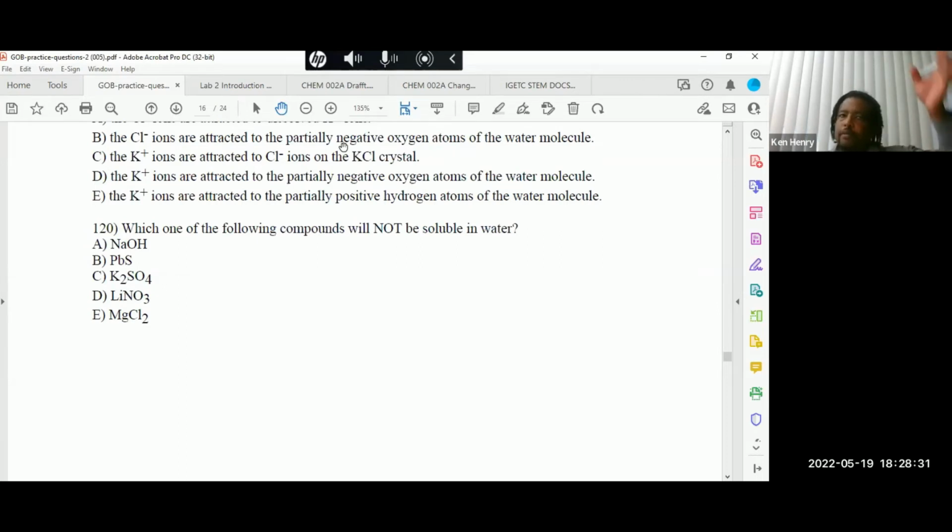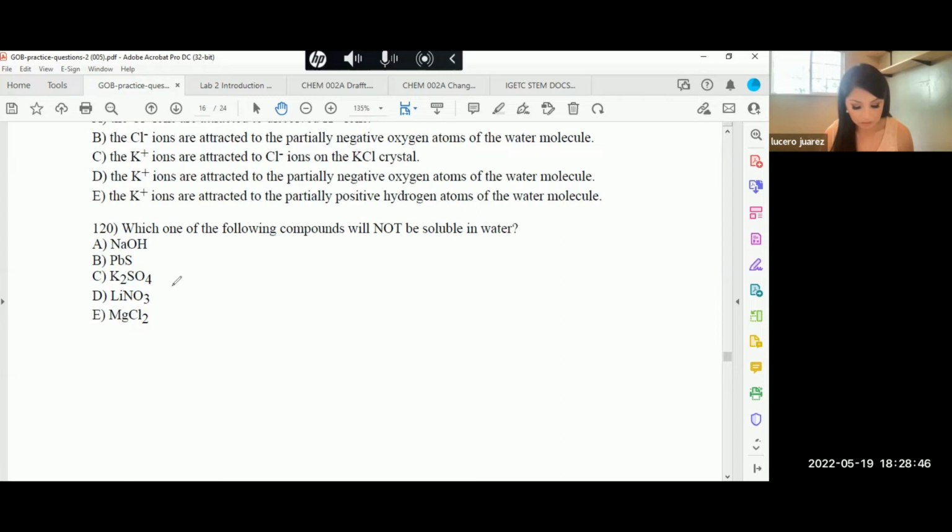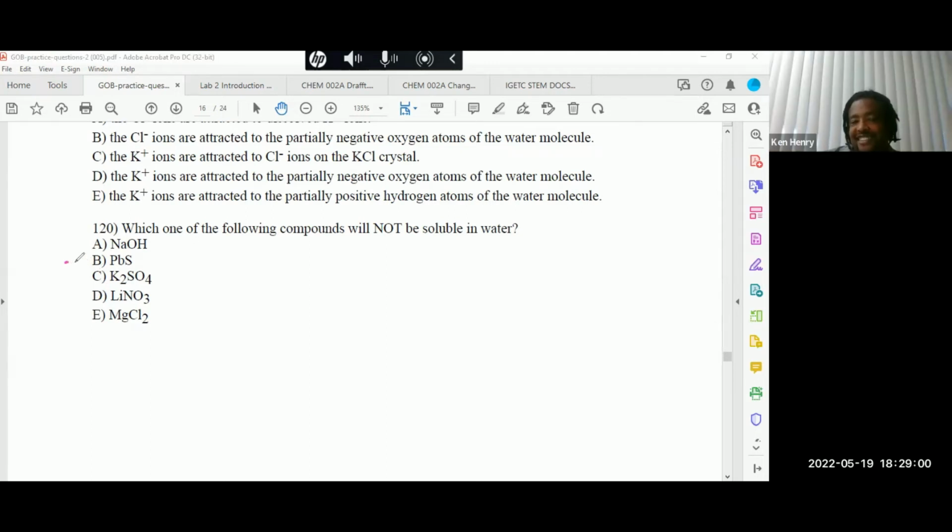We know that anything with group 1 metals is always going to dissolve, right? So are any of these group 1 metals? The first one is, the second one is. The only one that's not is lead. So by default, that's the only one that's not going to dissolve.